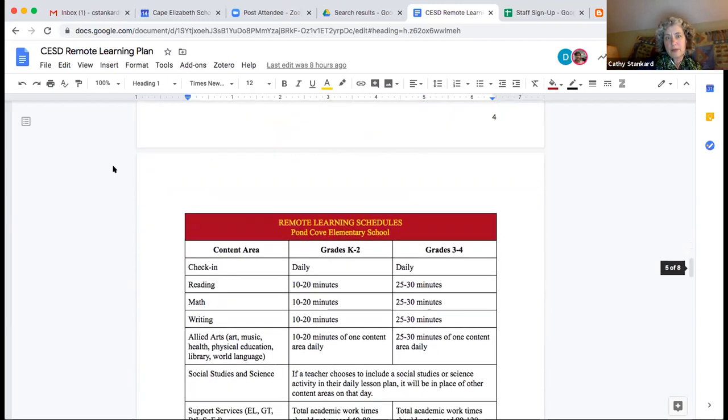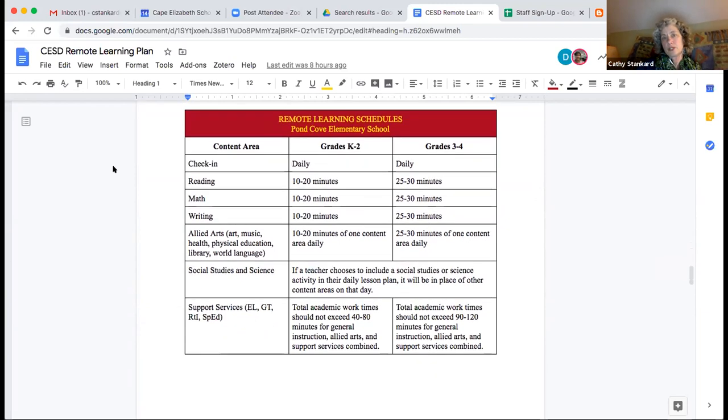Then the next section of the plan just shows the schedules that are being followed in each of the three schools. So at Pond Cove, we think in terms of timeframes, so the amount of time that we would expect students to be engaged in learning. And you'll notice that overall for students in kindergarten, first and second grade, the academic work time should not exceed 40 to 80 minutes. And for students in grades 3 and 4, it should not exceed 90 to 120 minutes.